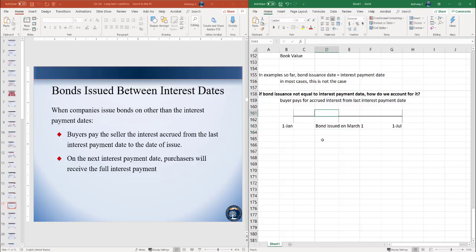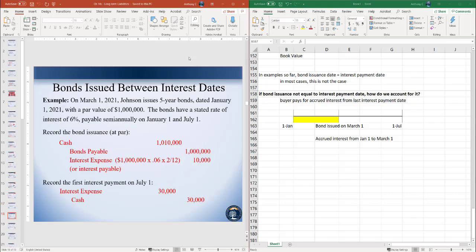All right, so pretty much what will happen is the bondholder is going to pay for any accrued interest prior to the bond issuance date. So from January 1st out to March 31st. Right, the buyer will pay for that accrued interest. And then on July 1st, the bondholder is actually going to get the whole interest payment from January 1st to July 1st. So in other words, even though they're paying for the interest here, they will get it back eventually.